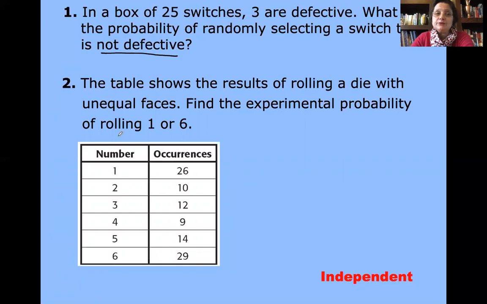And then number 2 says the table shows the results of rolling a die with unequal faces. Find the experimental probability of rolling 1 or 6. So here they have the occurrences. For 1, you're going to look here, and for 6, you're going to look there. And then as I explained before, and I will explain this in my next video, 'or' means to add. So have a look. And this is the last bit of today's lesson about experimental probability.